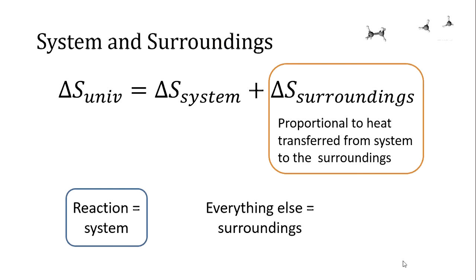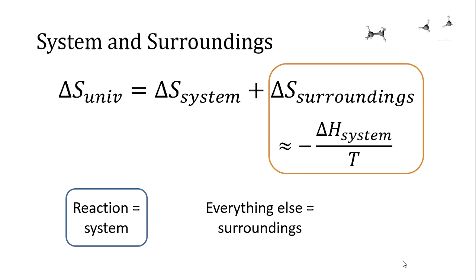It turns out that the entropy change of the surroundings is proportional to the heat transferred from the system to the surroundings. In our expression for the entropy of the universe, we can replace delta S of the surroundings with the delta H, or the enthalpy change of the system, divided by the temperature. And there's a minus sign in front of that to indicate that heat is being transferred from the system to the surroundings.